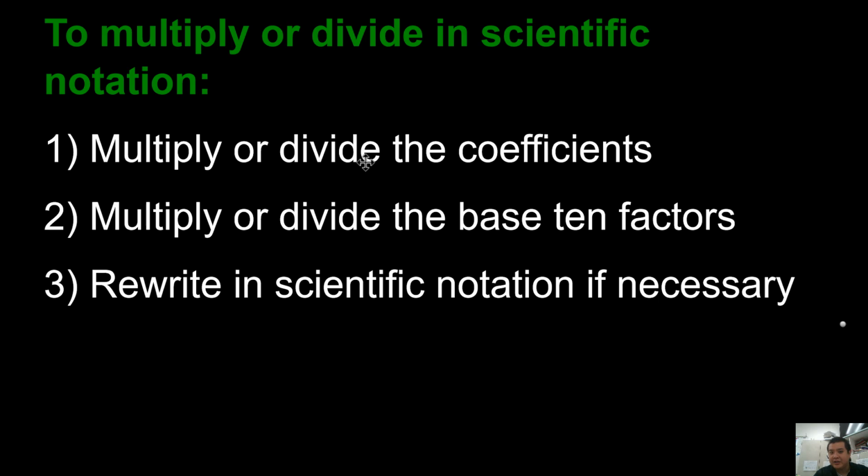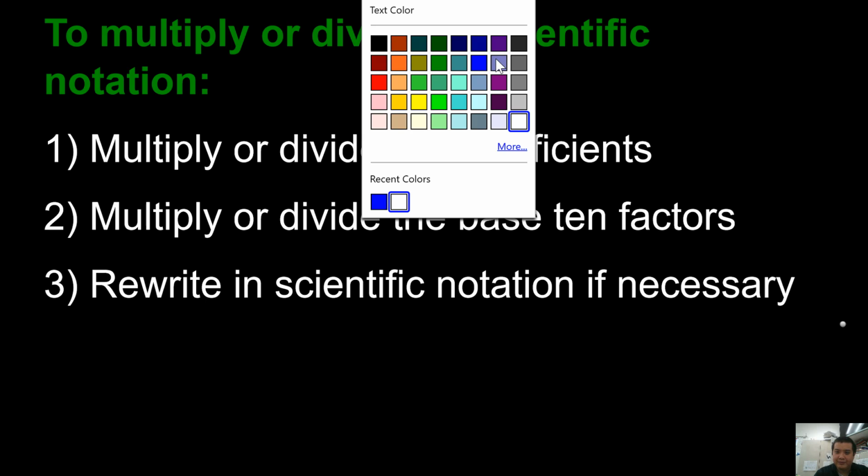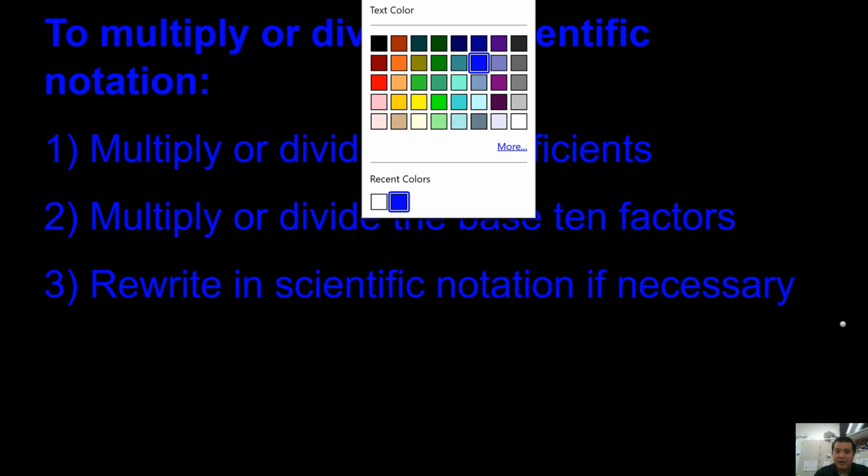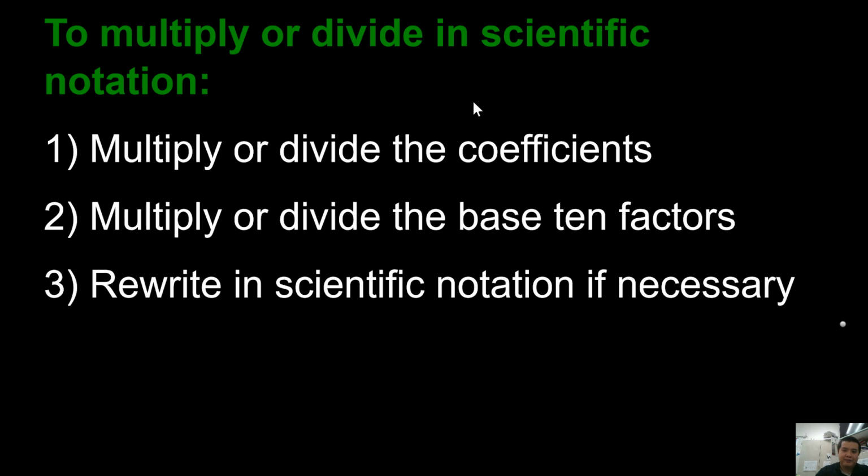To multiply or divide in scientific notation, step 1, we need to multiply or divide the coefficients. Step 2, multiply or divide the base 10 factors. In step 3, rewrite the answer in scientific notation if necessary. Okay? So 3 steps, and I'm going to try to do those 3 steps in different colors so that we can see what we are doing. Okay, so let's take a look at this first one.